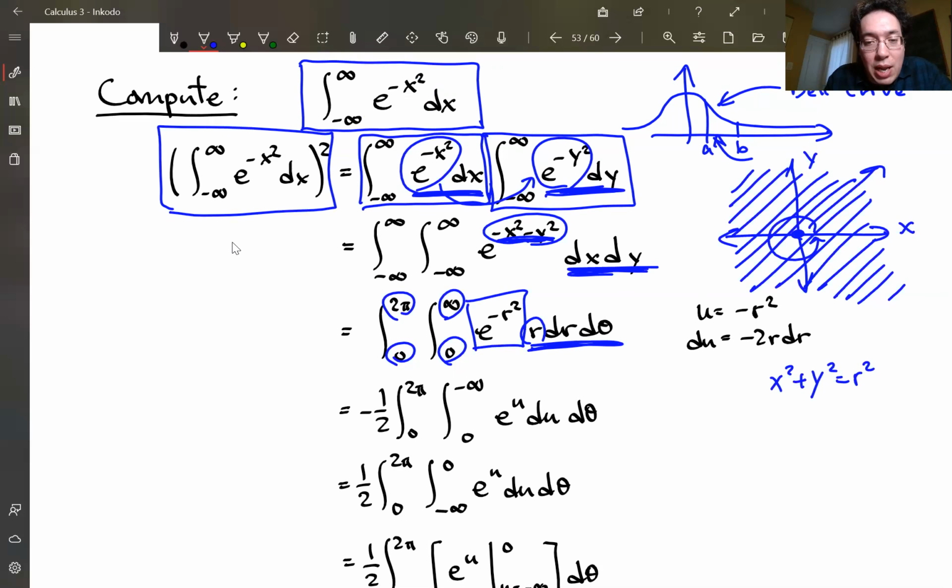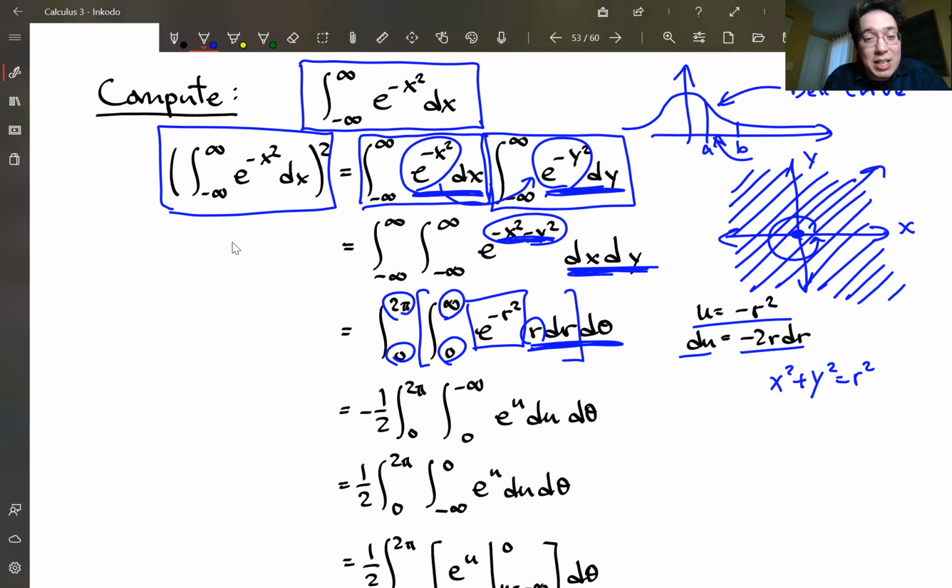Okay, so now how do we integrate this? Well, we're going to integrate one at a time, with respect to r and then with respect to theta. When we're looking at the integration with respect to r, we're going to do a u substitution. u is equal to negative r squared. So I'm doing the one-dimensional version of the u substitution. So du is going to be negative 2r dr.